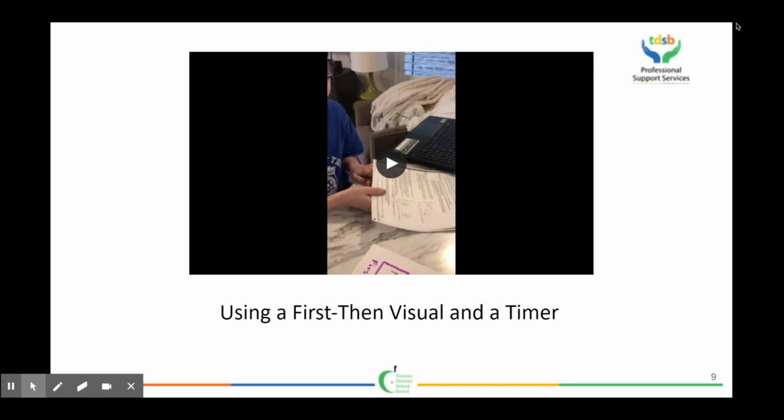Notice in this example, the mother uses that same first then visual to help her son move from one activity, math, to the next activity, iPad. In this case, the iPad is a break activity. Notice that she covers the first activity to help her son understand that math is over. Then she indicates that it's time for iPad. She also sets a timer to help her son keep track of his break time on his iPad. This type of timer shows the time disappearing visually, but an egg timer can just as easily be used to help set time limits on work or break activities.